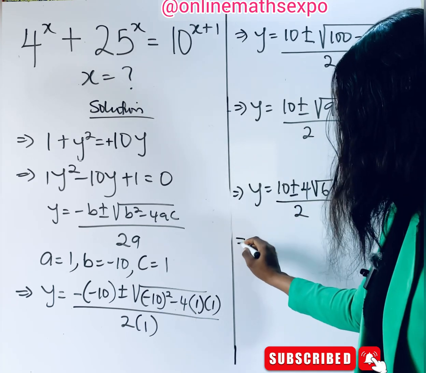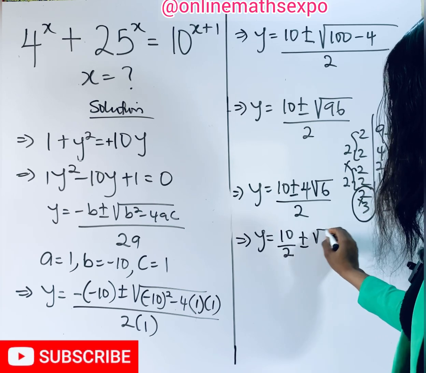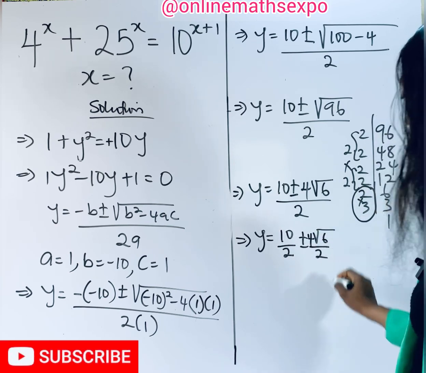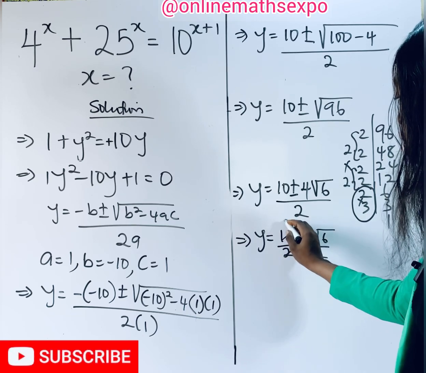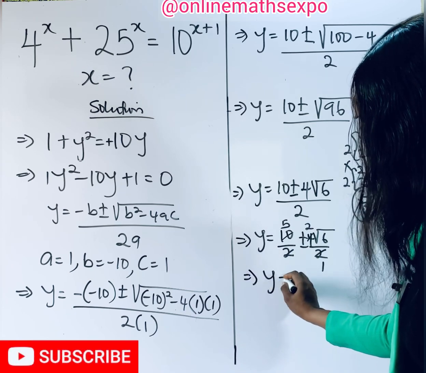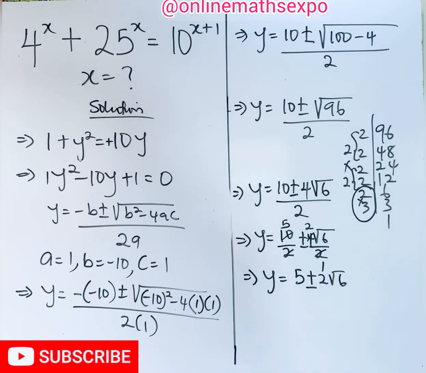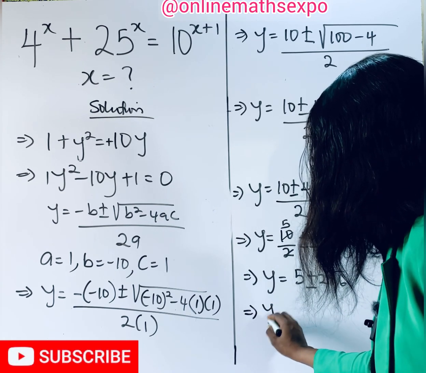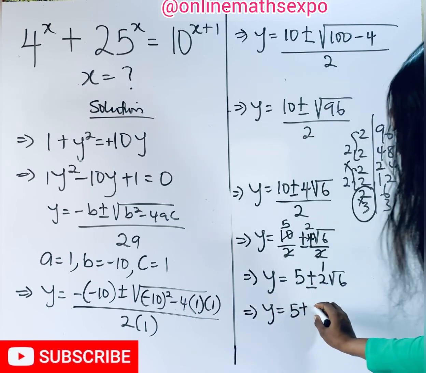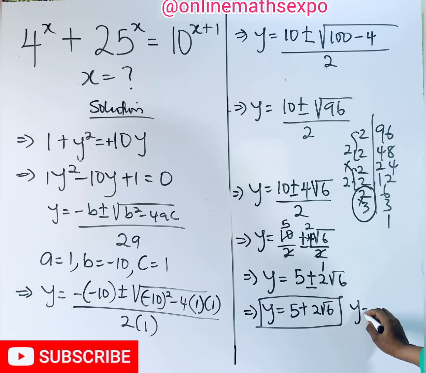So you can still simplify this to have y is 10 divided by 2 plus or minus 4 root 6 divided by 2. 2 goes into itself once, goes into 10 five times. 2 goes into 4 two times. So it means that our y is 5 plus or minus 2 root 6. I hope you are with me there. So what it means is that y is 5 plus, take the positive, 2 root 6, and also that y is equal to 5 minus 2 root 6. So these are the two values of y.